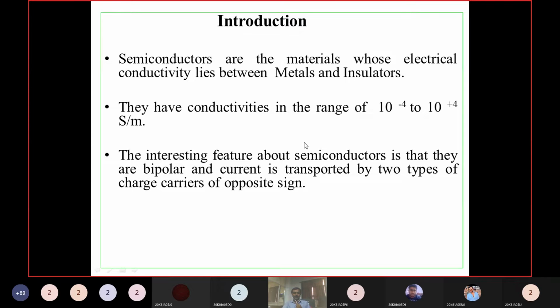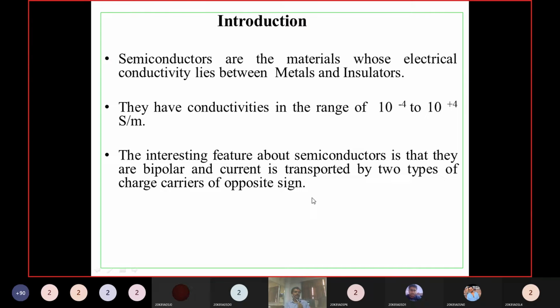So if you observe the semiconductors, the conductivity range is in between the metals and insulators. Now the interesting feature about the semiconductor is that they are bipolar and the current is transported by two types of charge carriers of opposite sign.